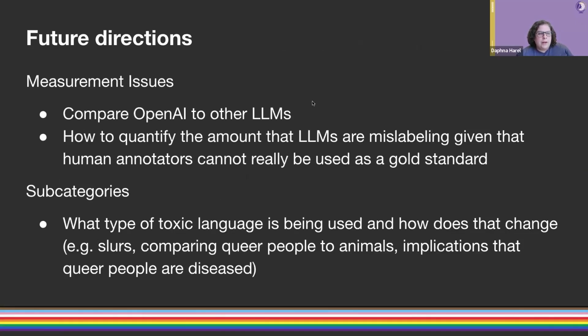So what we're trying to do now is compare OpenAI to other LLMs, but also to quantify the amount that the LLMs might be mislabeling, given that human annotators cannot really be used as a gold standard, and to look at what type of toxic language is being used. Are they slurs? Is it comparing queer people to animals or diseased or something like that?